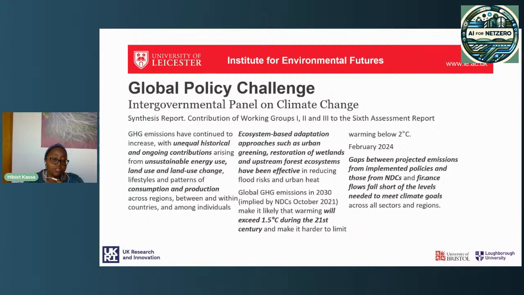In relation to this, as the crisis continues to mount, so does the gap between projected emissions and the kind of policies that are to be implemented in relation to the nationally determined contributions that countries have volunteered and signed up to, and the gap in relation to the finance flow shortfalls that exist. So there's a great deal of, if you will, a policy and leadership crisis at the global level, across all sectors and across all regions.